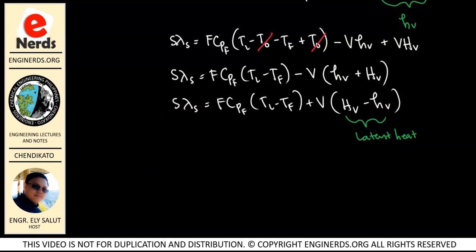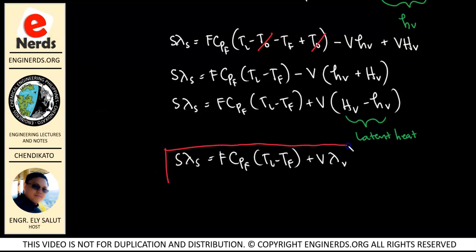Right? So, that means we will have our final equation as S lambda S is equal to FCPF times TL minus TF plus V lambda V. Yung latent heat in our vapor, no? So, we have this as our final equation using energy balance. So, gagamitin natin yan sa pagsosolve ng problem.